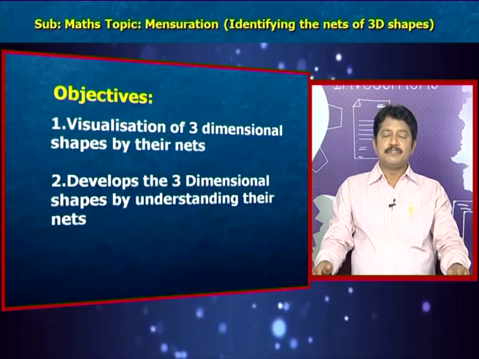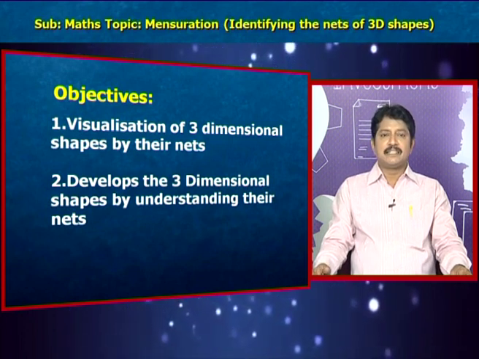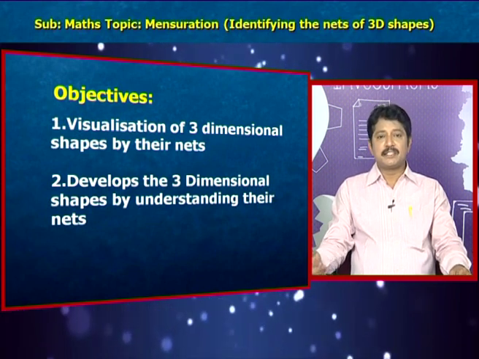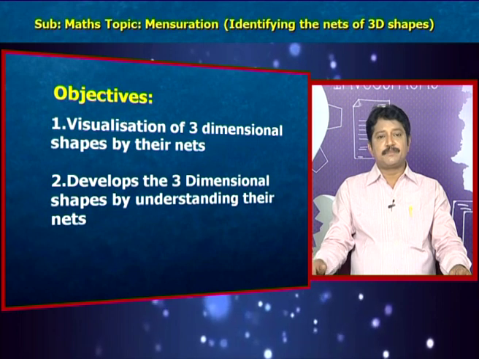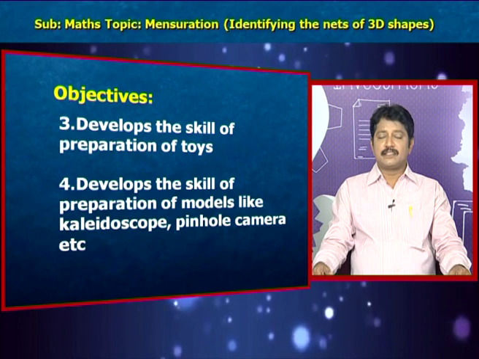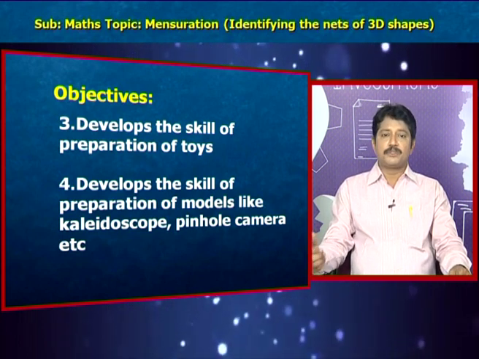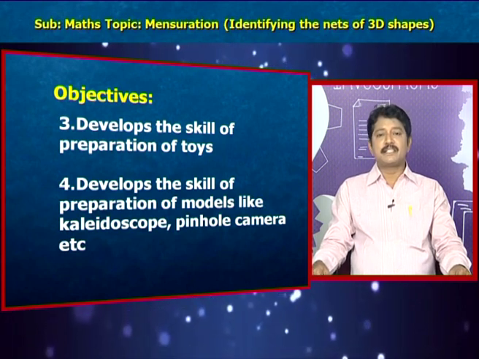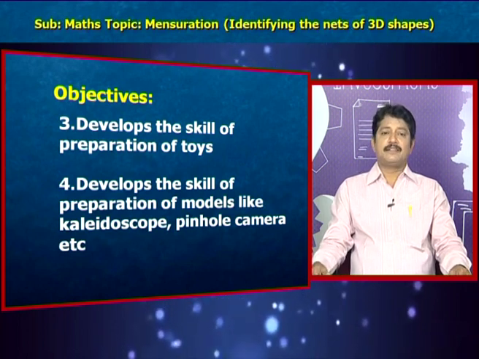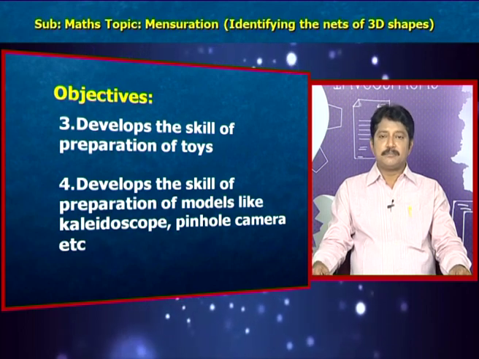So, what is the objective of this concept? Visualization of 3-dimensional shapes by their nets is very important, and the second one is to develop the 3-dimensional shapes by understanding their nets, and the third one is to develop the skills of preparation of toys. Okay. Through this chapter you can understand how to prepare toys also. The next one, develop the skills of preparation of models like kaleidoscope, pinhole camera, etc. These are the objectives of learning the nets of 3-dimensional shapes.